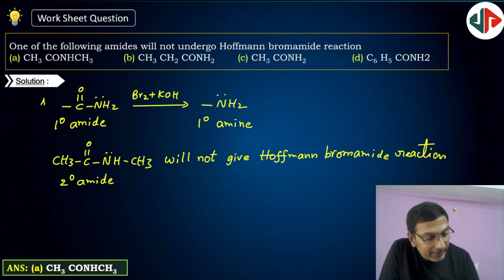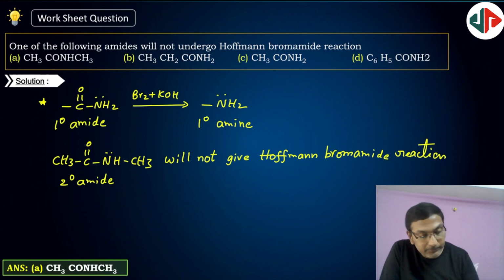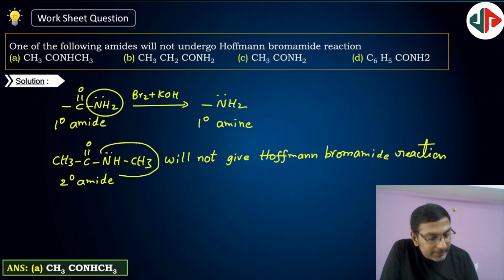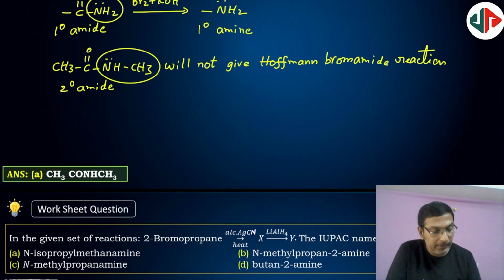So very important: only primary amides will give Hoffman bromamide reaction. Remember this, NH2 must be there. Here NHCH3 is present, that is not possible. Therefore option A. For option A, Hoffman bromamide reaction is not possible. Next.